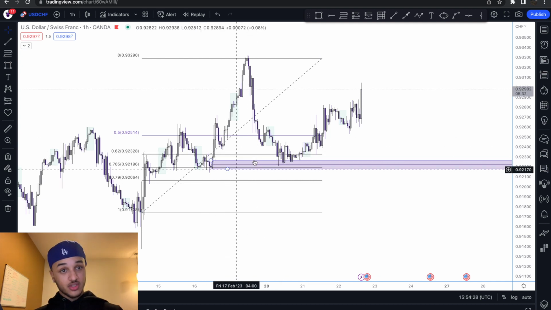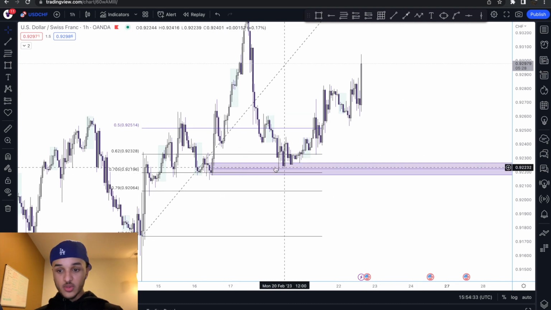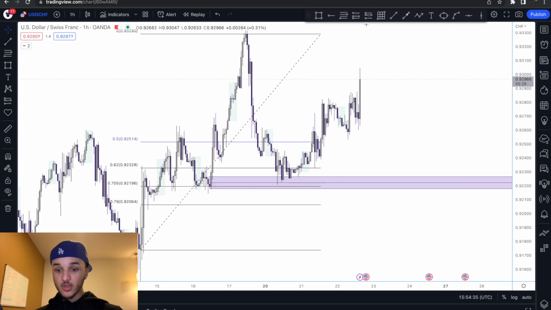So this was a discounted area of demand, and we can see that price then pulled back into this area of demand, and we see that price mitigated this area of demand, and we'd be looking to enter our trades from this area of demand.